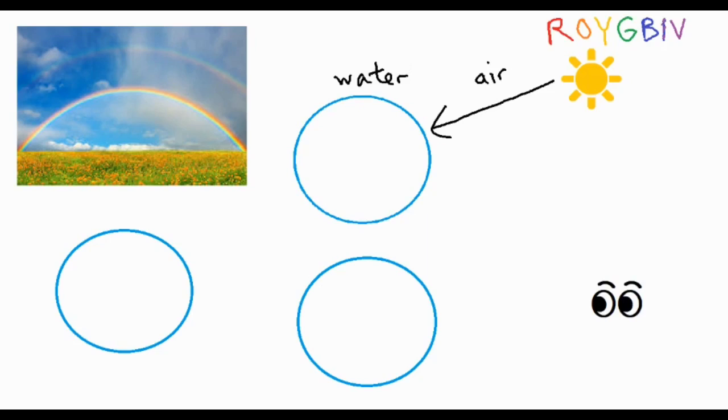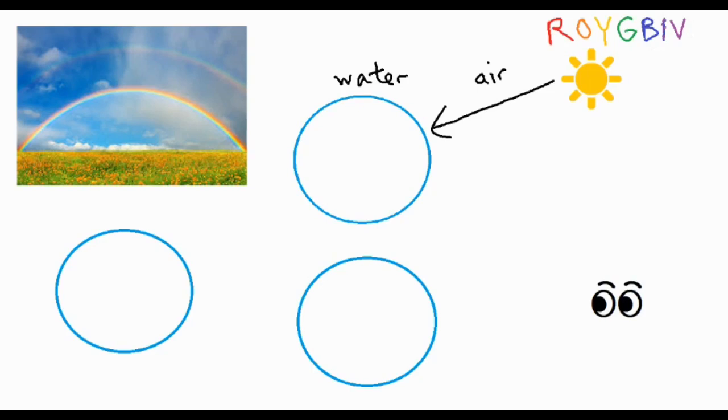Now, as light enters a water droplet, it slows down. And there's all these different colors of light: red, orange, yellow, green, blue, indigo, and violet. And all of them have different properties. The red is the lowest energy, which has the greatest wavelength and the lowest frequency. The violet has the smallest wavelength and the highest frequency.